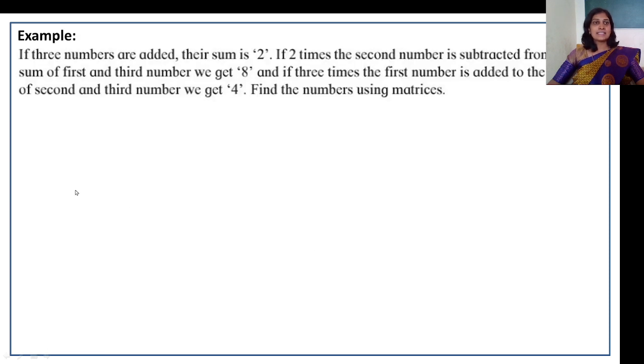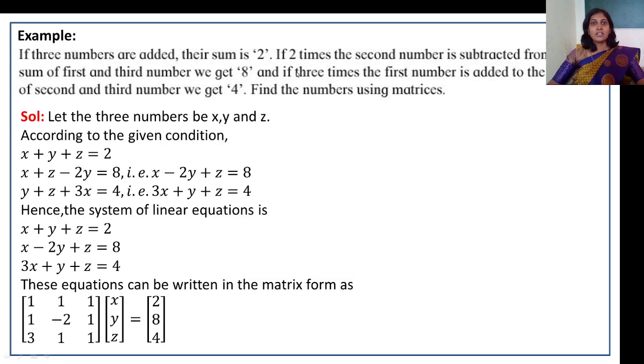Then next example, if three numbers are added, their sum is 2. And if 2 times the second number is subtracted from the sum of first and third number, we get 8. And if 3 times the first number is added to the sum of second and third number, we get 4. Then find the numbers using matrices.